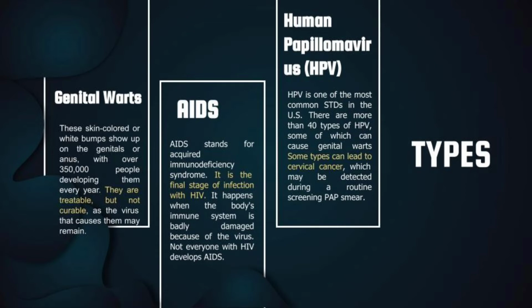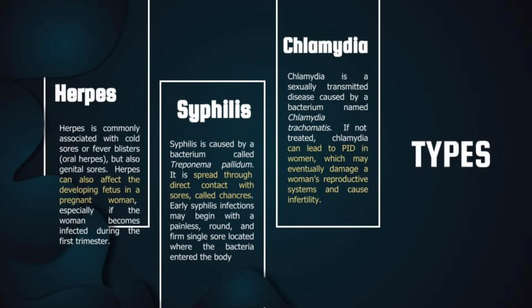Okay, so the next type is HPV, or human papillomavirus. It is one of the most common STDs in the US, and there are more than 40 types of HPV, some of which can cause genital warts and cervical cancer, which may be detected during a routine screening pap smear. That is why it is very important that women take the screening annually. This is to know and to determine if you have early stages of this virus, so we can treat you as soon as possible. All right, let's proceed to the next types.